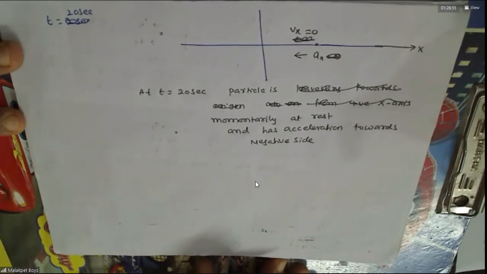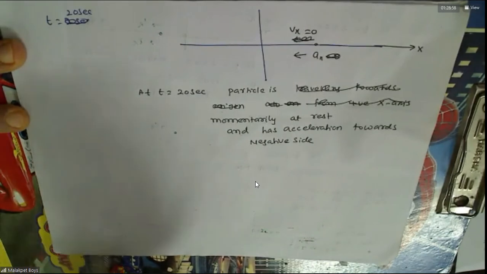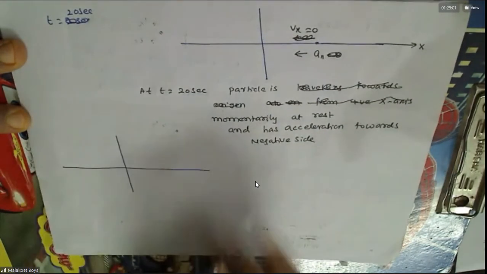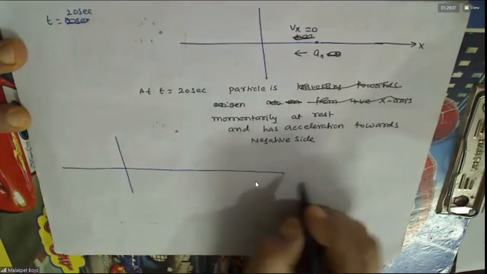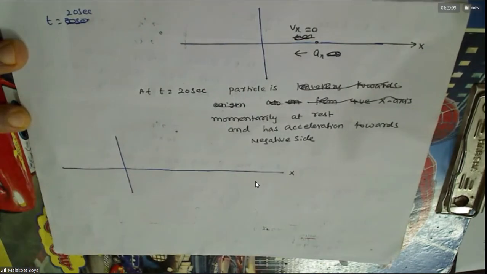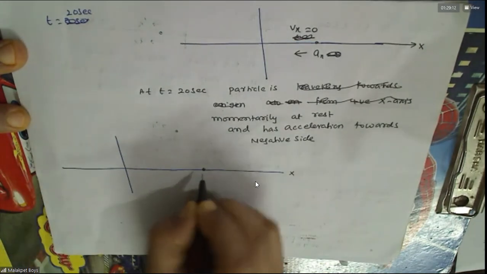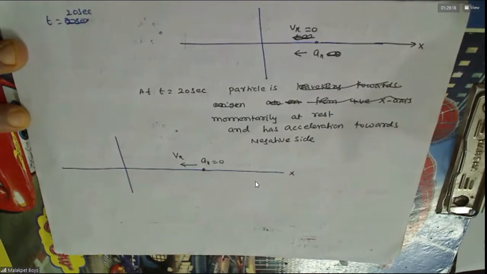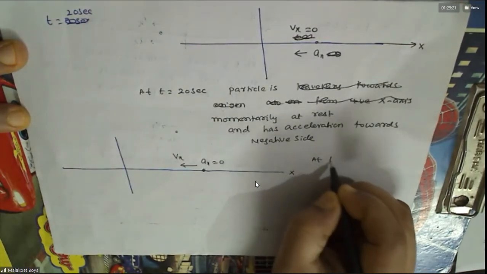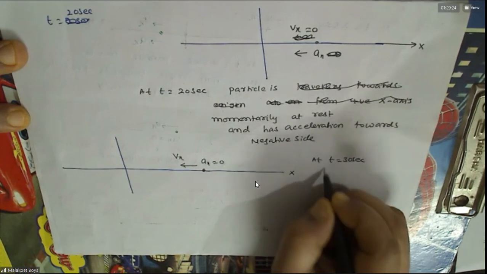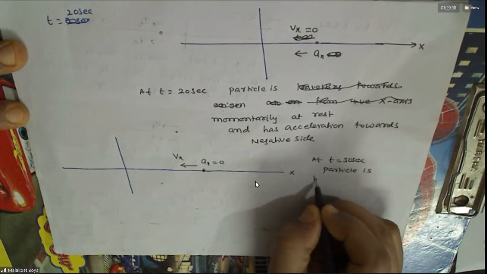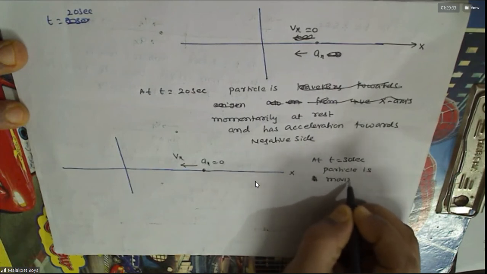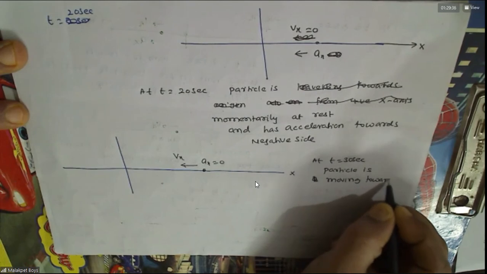Yes, sir. Then try, you can do it. 30 seconds, you can do yourself. All graphs are available now. So you have at 30 seconds the particle is on the positive side. Ax is 0. This is Vx. So at t equals 30 seconds, the particle is moving towards the origin.